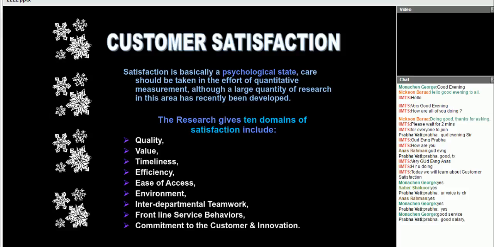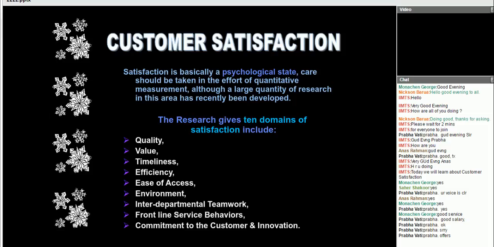Good service, okay. Prabha, I'm not asking about employees. I'm asking about your customers. You won't pay salary to your customers. Okay, Mr. Monachan says good service. Okay, great point. What about others? Lakshmi, Nixon, Seher, offers. Okay, Anas, Kelvin, Sonober. Okay.